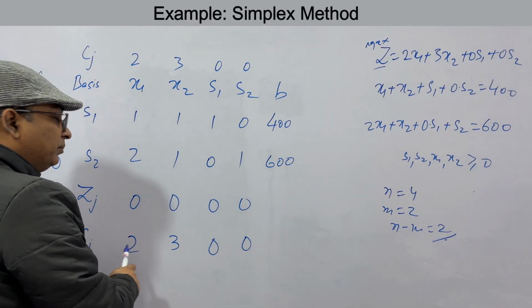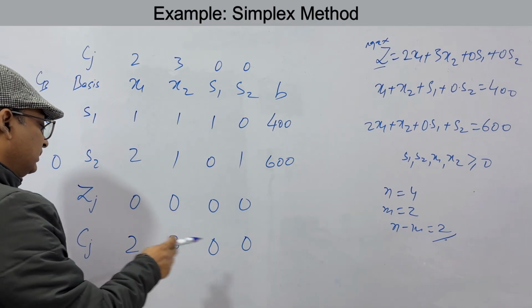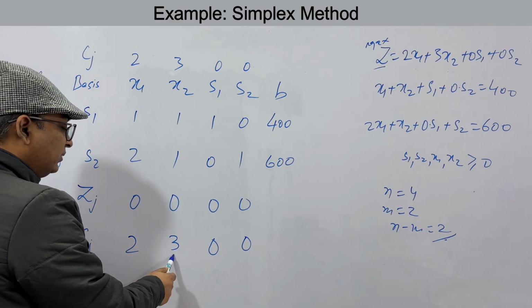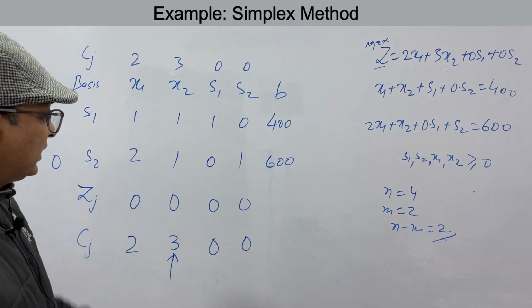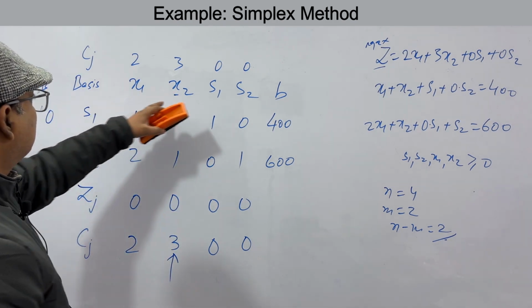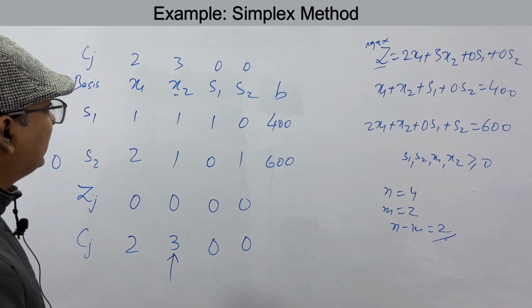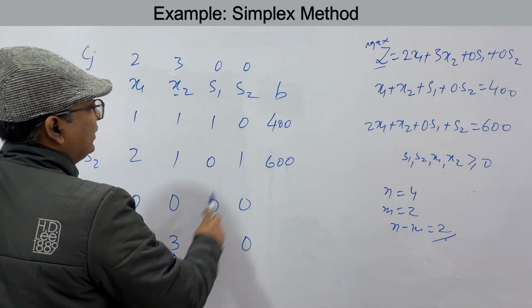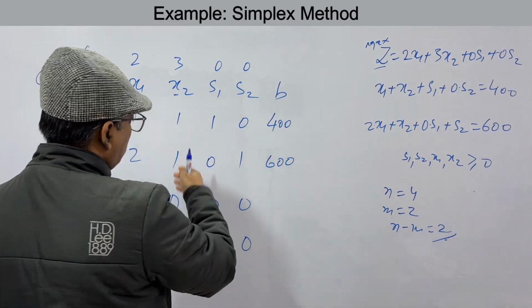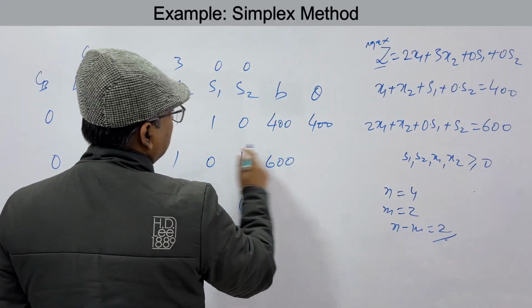Now we must have all our Cj less than or equal to 0 for this to be an optimal solution, but this is greater than 0. So the greatest value of Cj will be our key column. This makes x2 the incoming variable, and one variable from the basis column will leave, that will be outgoing. Which one will leave? We divide b by the elements in the key column. So this is 400 by 1, its theta will be 400. This is 600 by 1, 600.